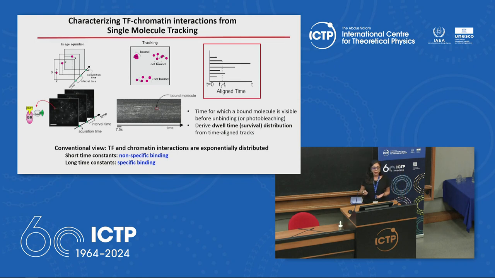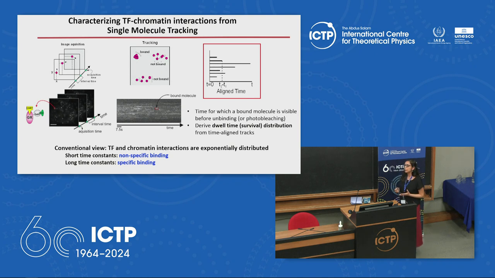In terms of time, we look at bound molecules and look at how long they are bound before they disappear, either by unbinding or photobleaching. And then we can create survival or dwell time distributions from these time-aligned tracks. The conventional view has been that these TF and chromatin interactions, as given by these dwell time distributions, are bi-exponentially distributed, with the short time constants related to non-specific binding and the long time constants related to specific binding.